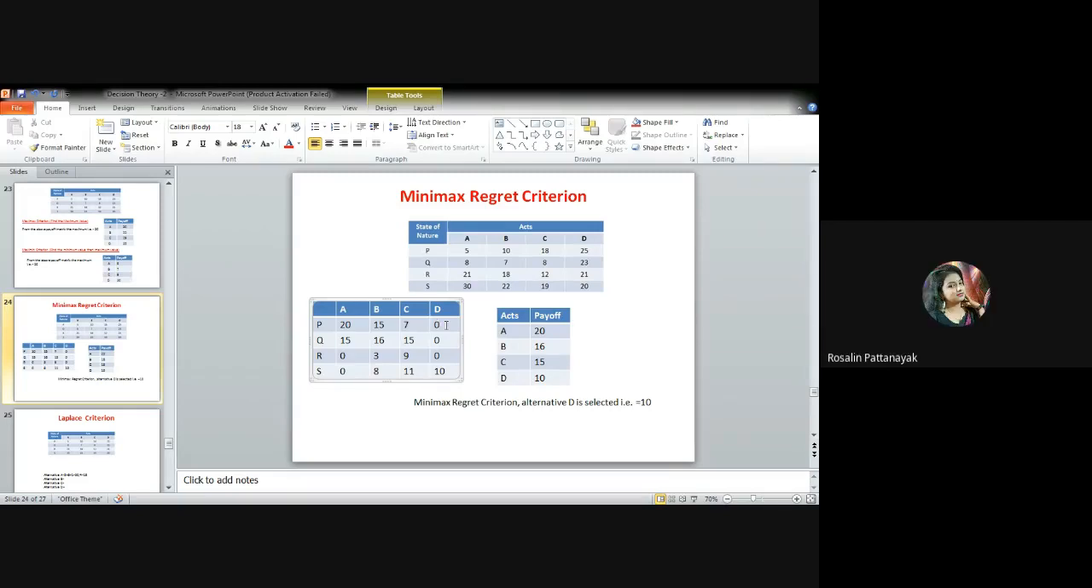Yes, sir. In the second row, the maximum value is 23. So I subtract 23 minus 8, that equals 15. Again, 23 minus 7, that equals 16. Again, 23 minus 8, that equals 15. And the last one is 23 minus 23, that equals 0. Is it clear?